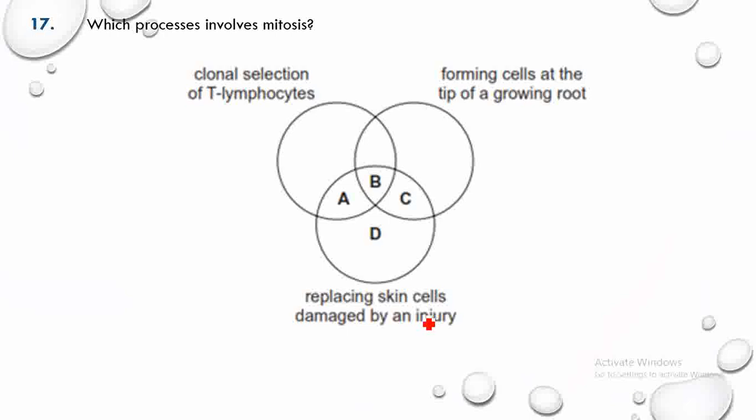Okay, so clonal selection does not involve mitosis. It involves antigen recognizing the appropriate receptor on the T lymphocyte. T lymphocytes have receptors, so the receptors should be able to fit. If the receptor fits the antigen or the pathogen, that's it. So it doesn't involve mitosis. Forming of cells at the root tip is mitosis. Replacement of cells is also mitosis. So it involves two of them, and the answer should be C.